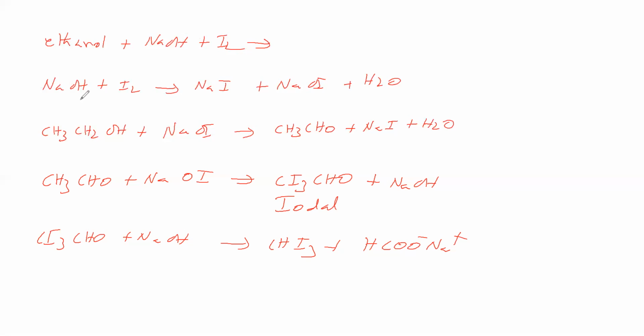This sodium hydroxide with iodine gives sodium iodide and sodium hypoiodide. That is possible when sodium hydroxide is cold and dilute. If sodium hydroxide is cold and dilute, then only we will get sodium iodide and sodium hypoiodide.